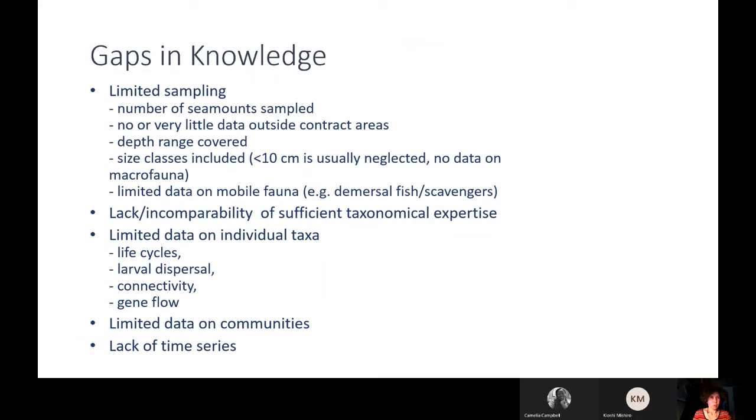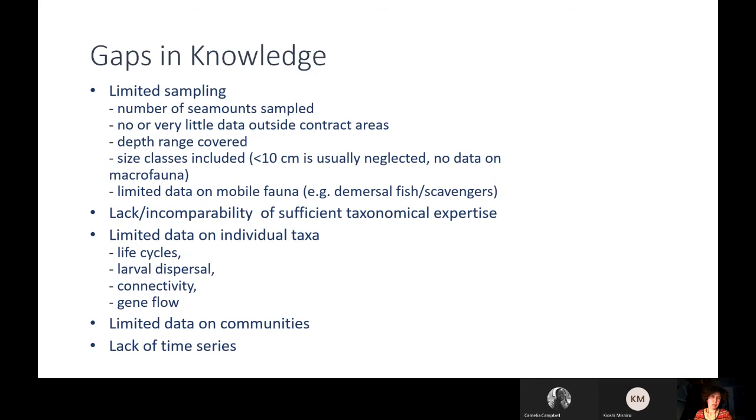What gaps do we have, what things do we still need to know? The main problem is that we still have limited sampling. We have a very low number of seamounts sampled, and most of the seamounts sampled, of course, are in claim areas. There is very little, almost no data outside of contract areas. The depth range is normally covered by the resource, by the minerals. So we have much more data about the crust zone and almost nothing about the abyss around it, and about the plateau where there is no crust of interest. The depth range, yes, is really important.